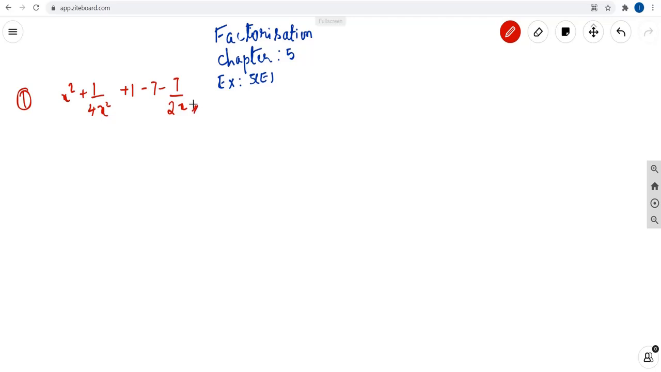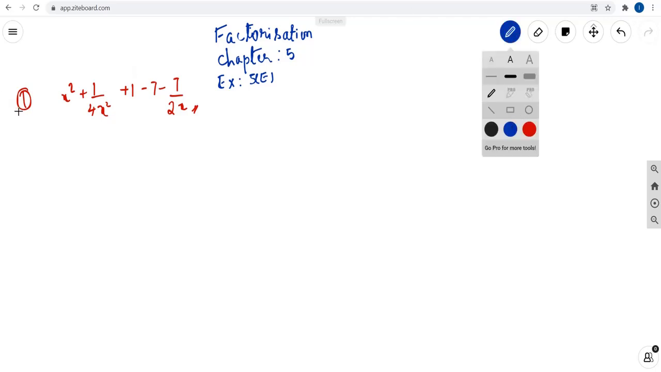See here, in the last examples and all that we have done, we have used some specific identities only. But here it is not like that altogether. Till now, whatever identities or formulas we have used, altogether this exercise is. Okay, so we'll start solving this problem here.